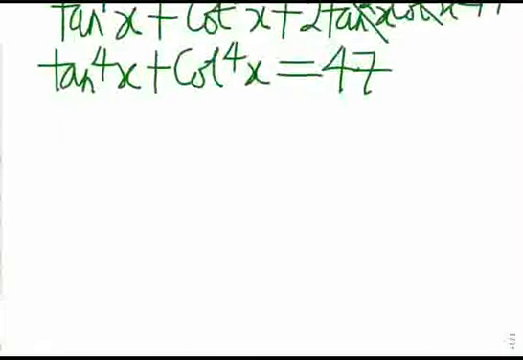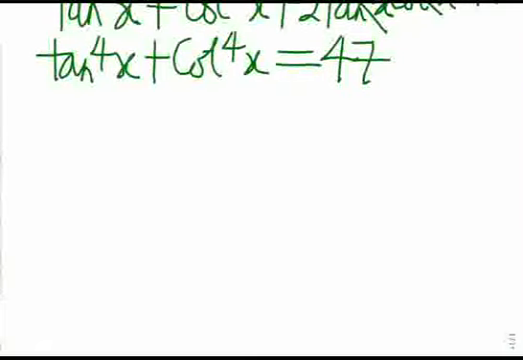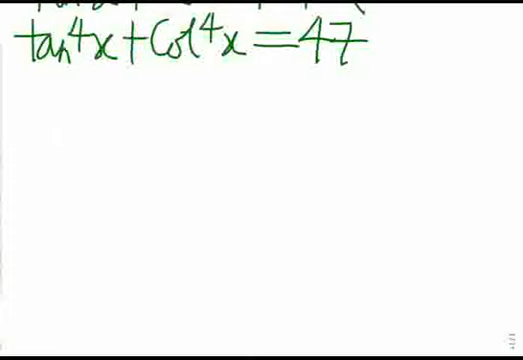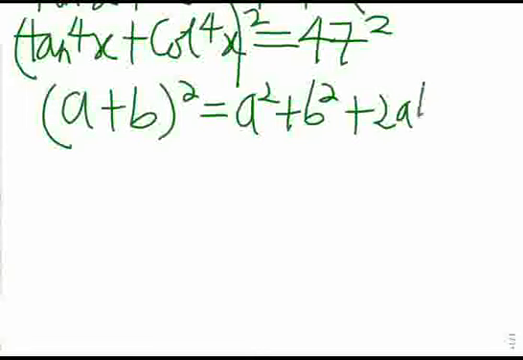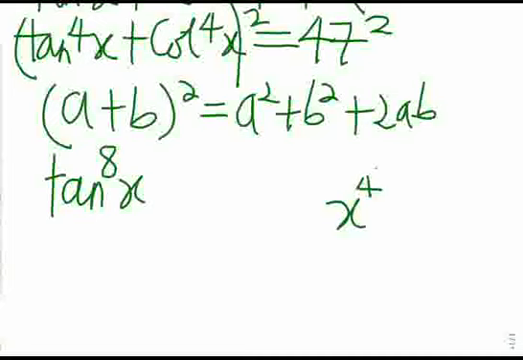What do I do next again? I am going to square both sides again. So the left hand side is going to be squared, the right hand side will equally be squared. Now squaring this, we are still using the same formula. A plus b all squared is equal to a squared plus b squared plus 2ab. So now squaring this will give us tan x to the 8th power. You know, when you have x raised to power 4 and you square it, it will give you what? X raised to power 8.